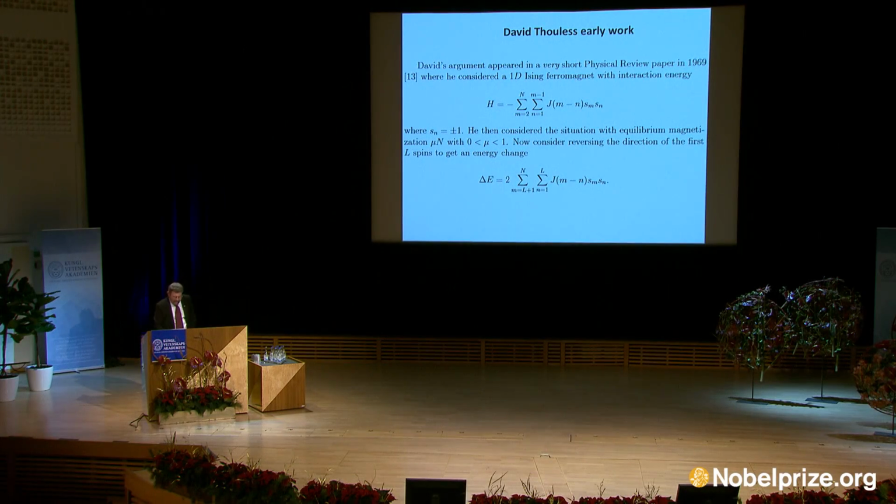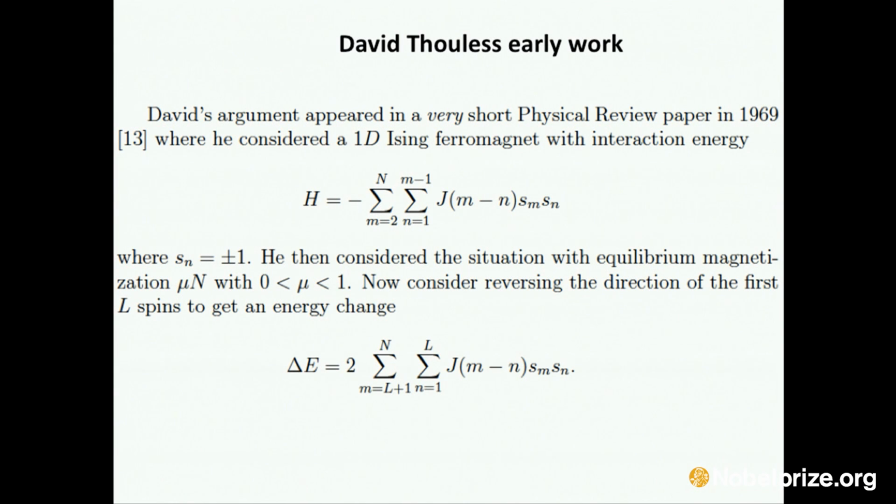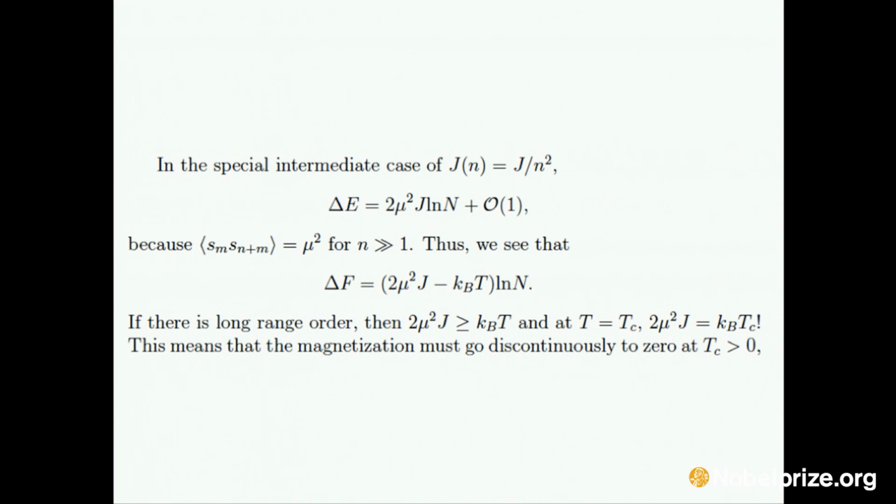So now the consequence of this is just that in this special case of one over distance squared interactions, the change in energy is given by a very simple formula. It's basically twice the square root of the magnetization, mu is the magnetization here, times the exchange constant, times the logarithm of the size of the block you've decided to flip.